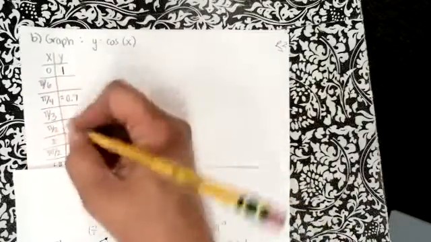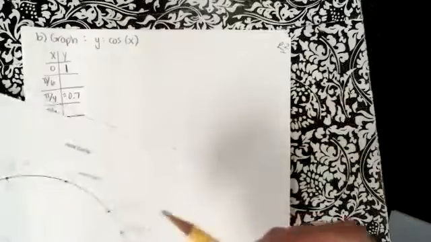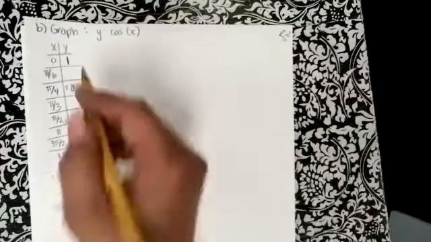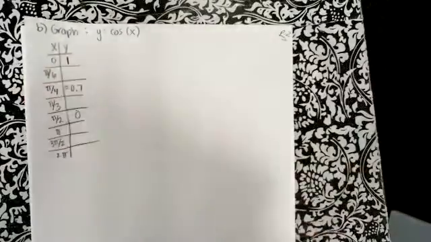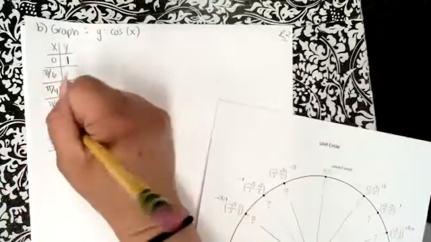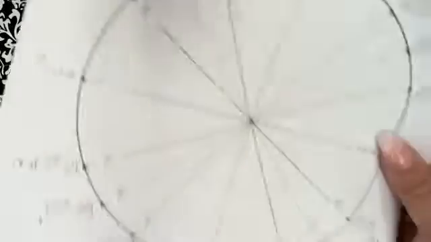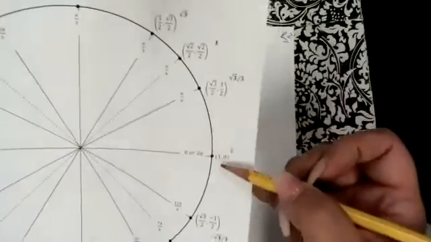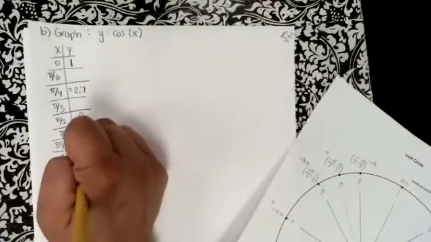If I look at pi over 2, the x value is going to be a 0. At pi, the x value is a negative 1. At 3 pi over 2, the x value is a 0. And at 2 pi, the x value is a 1.